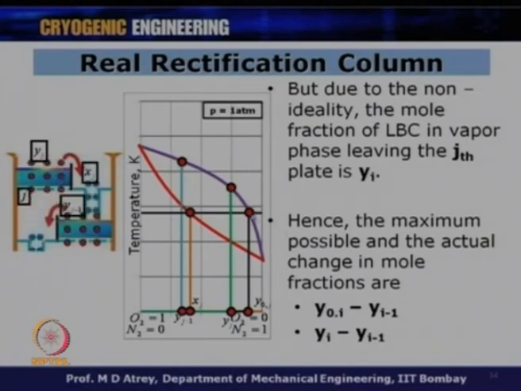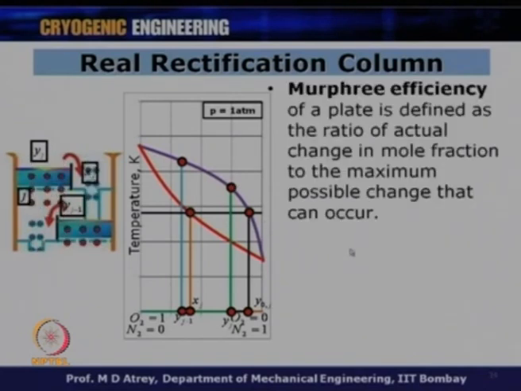And why didn't the actual composition change by the maximum possible amount? It didn't occur because the molar composition did not remain the same. At the same time, the vapor was not in thermal equilibrium with the liquid on the same plate, and therefore we had all these changes that happened, and this will determine the efficiency of the plate. So, we have a term called Murphy efficiency. The Murphy efficiency of a plate is defined as the ratio of actual change in mole fraction to the maximum possible change that can occur.